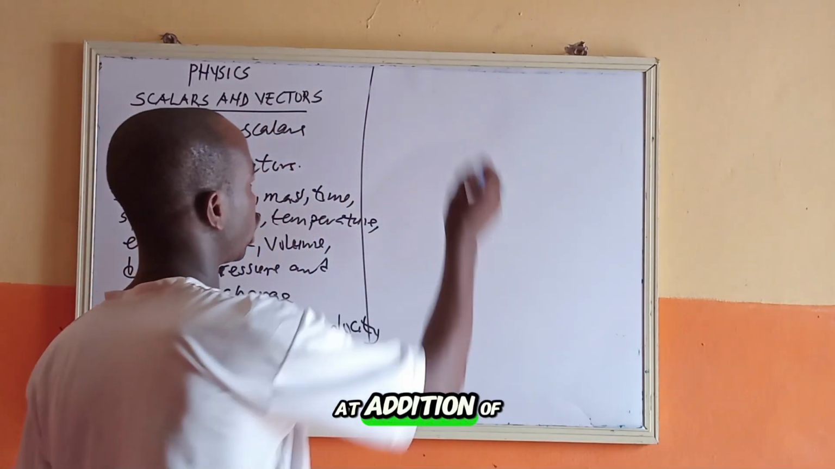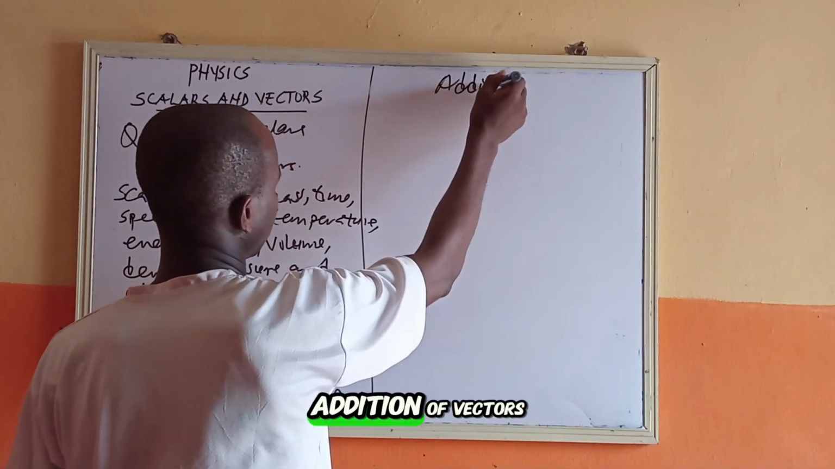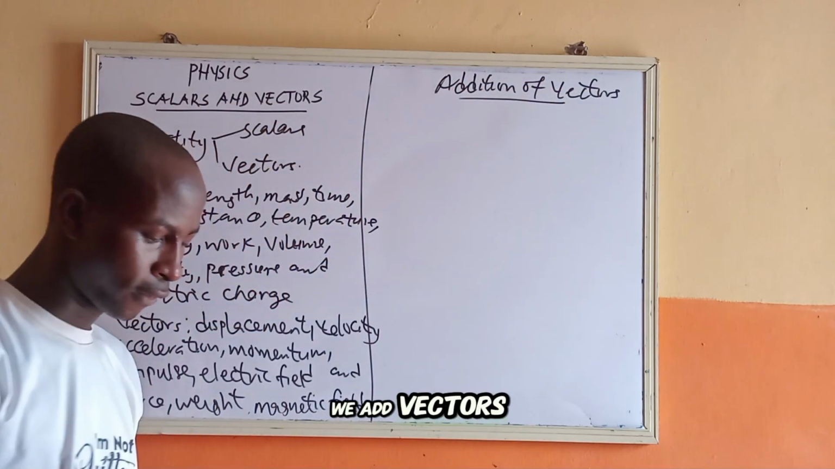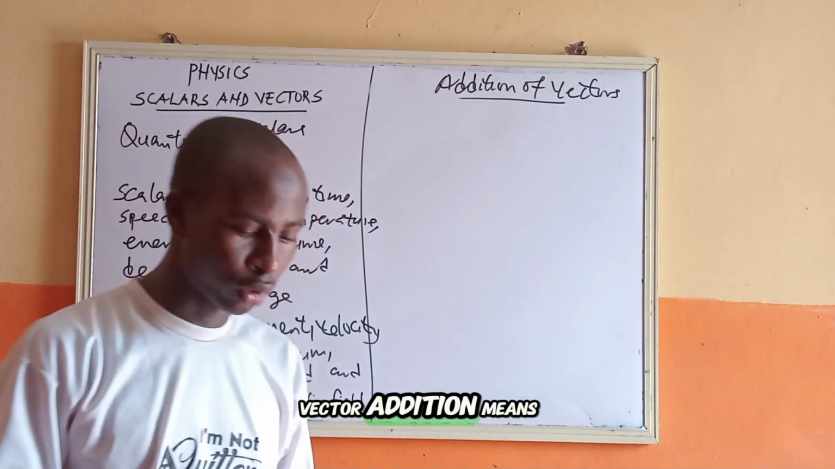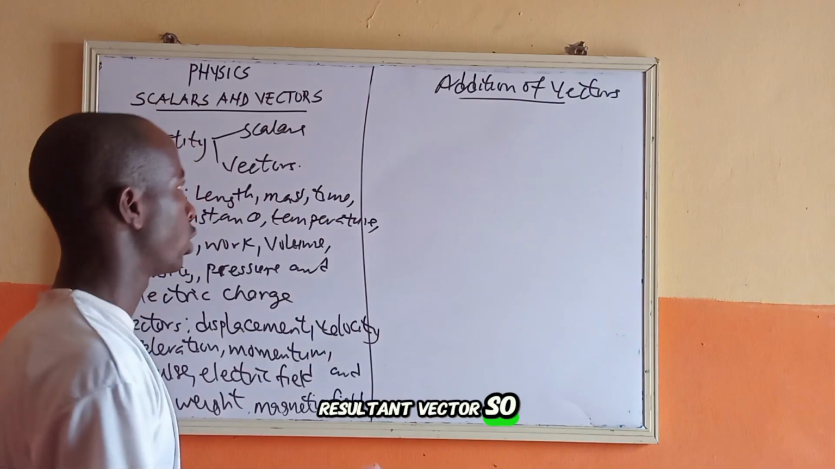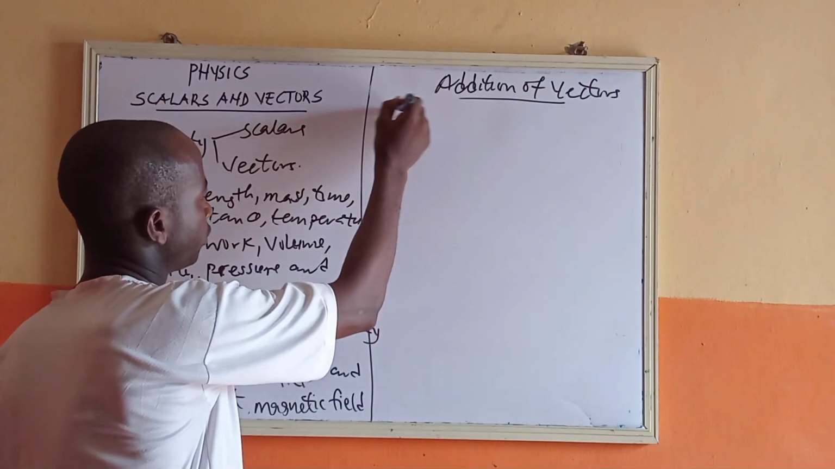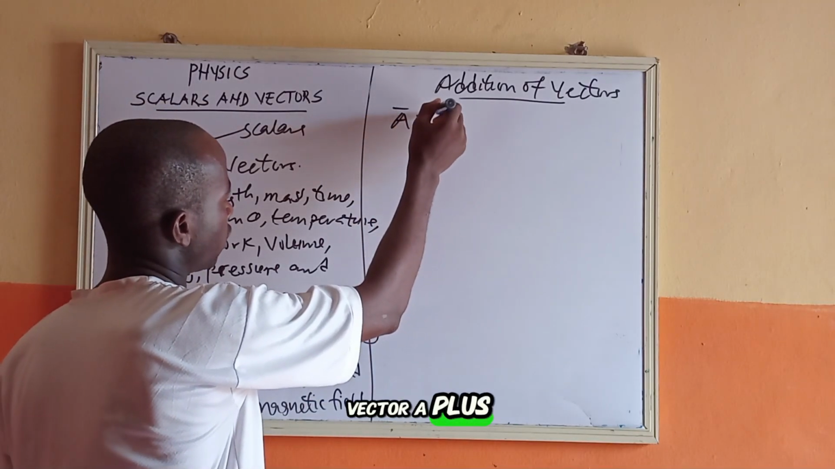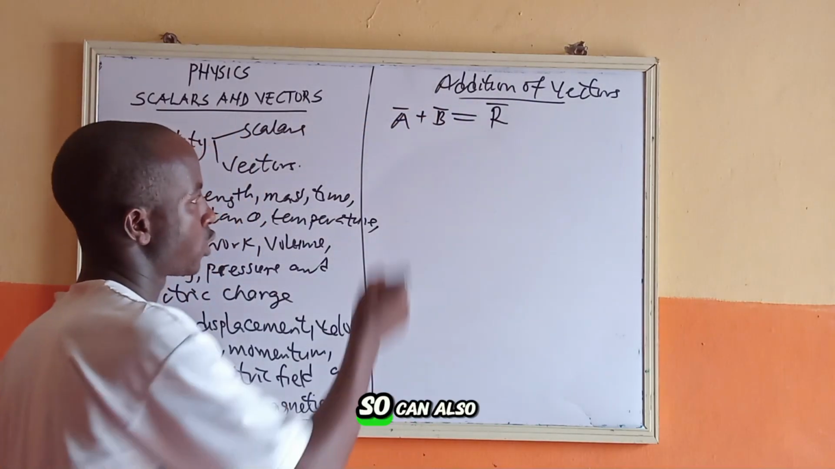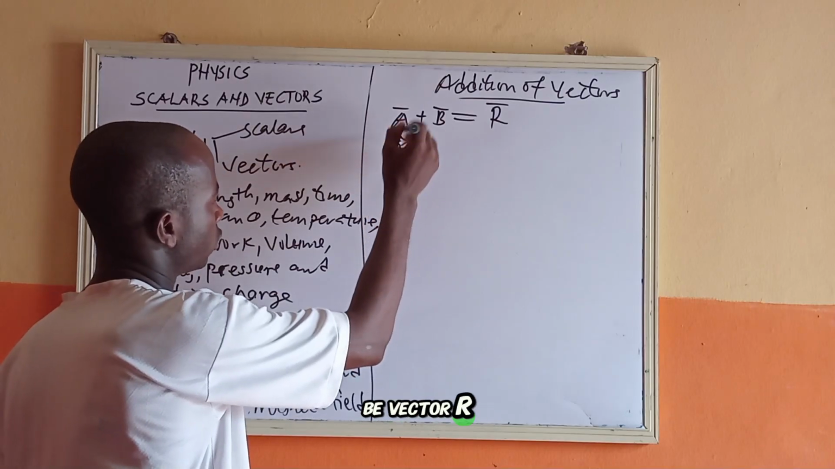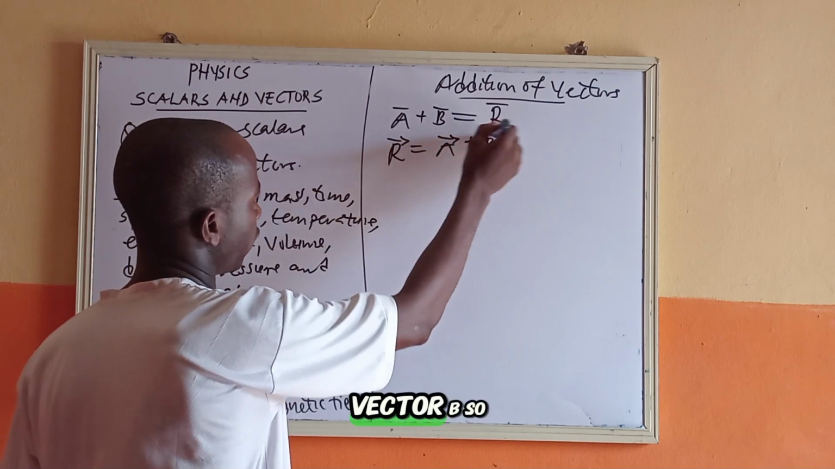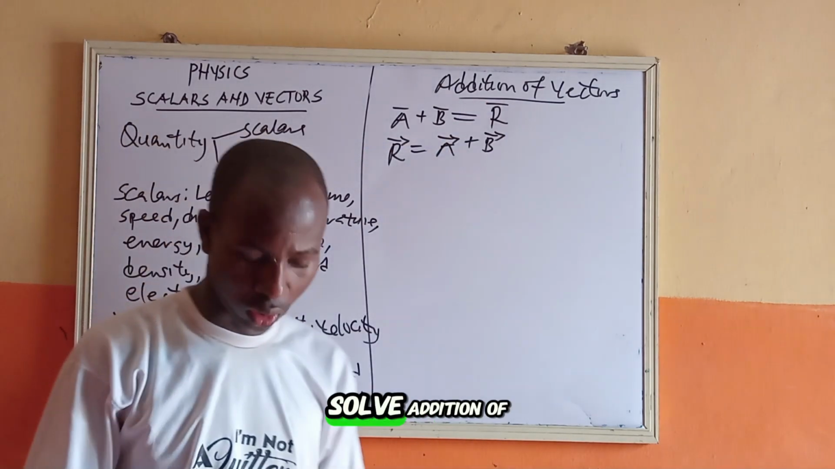Now let's look at addition of vectors. So how do we add vectors together? Vector addition means combining two or more vectors to get a resultant vector. So when you have vector A plus vector B, then you have what you call resultant vector R. So the resultant vector R is equal to vector A plus what? Vector B.